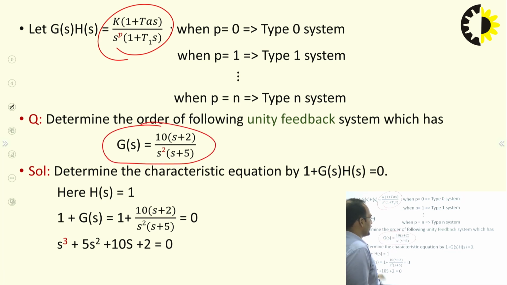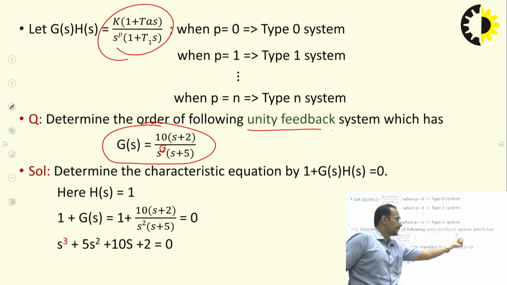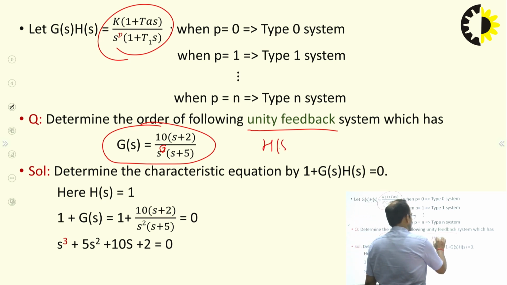G(s) is equal to 10(s plus 2) upon s square (s plus 5). So, what will be the type of the system? The type will be equal to 2. And what will be the order? For finding the order of the system, you have to write the characteristic equation. What is the characteristic equation? The characteristic equation is 1 plus G(s)H(s) is equal to 0. G(s) is given to you, and here they are saying that this is a unity feedback. It means H(s) is equal to 1.